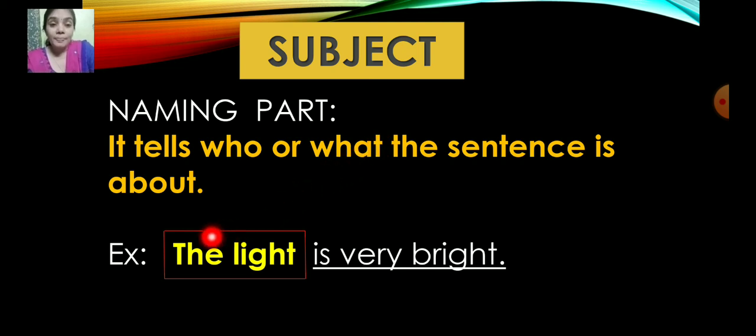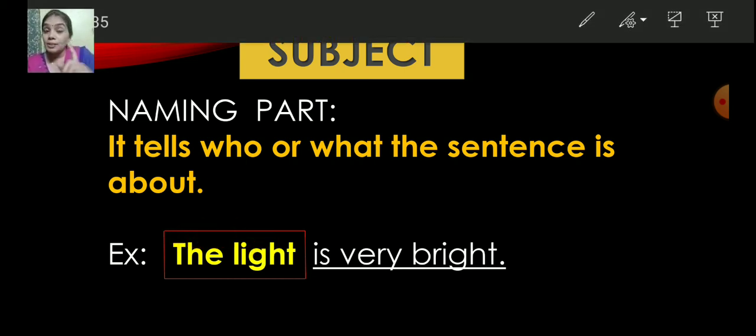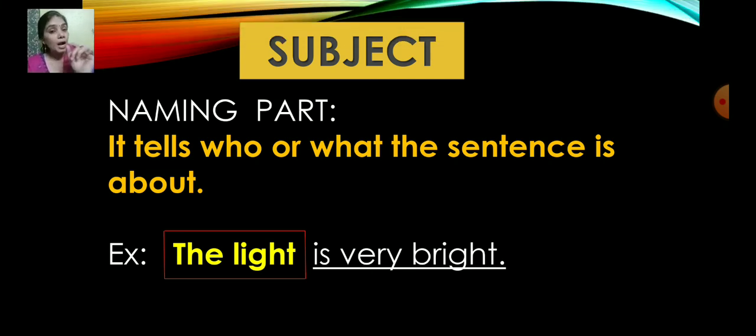So what is the naming part? The light. So here it is boxed. So the light is the naming part of this sentence. The underlined part is the other part. What is the other part? Predicate. Okay. So which is the subject part here? The light. So in your assessment, I have asked you to tick the subject.